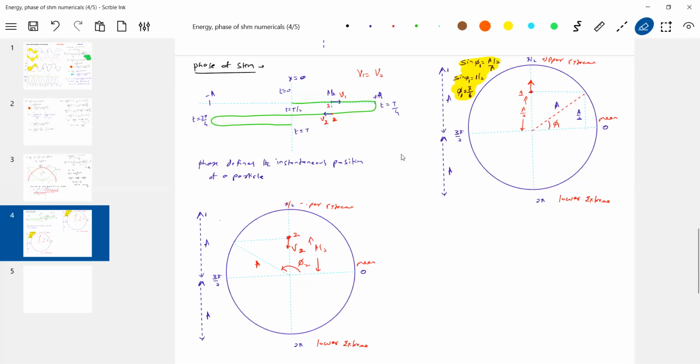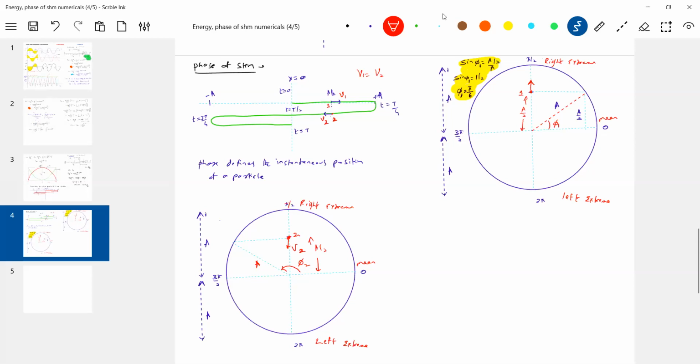I'll do a correction. Some are asking, sir, is it horizontal or vertical oscillation? Horizontal only. Let me write right extreme, left extreme.